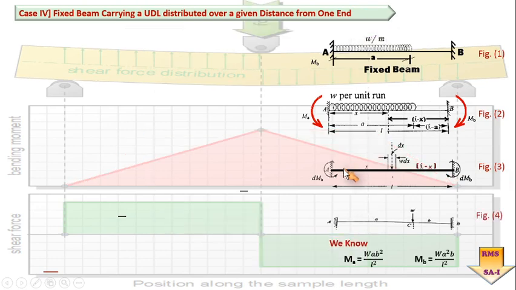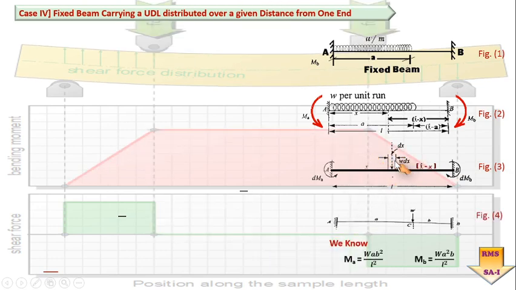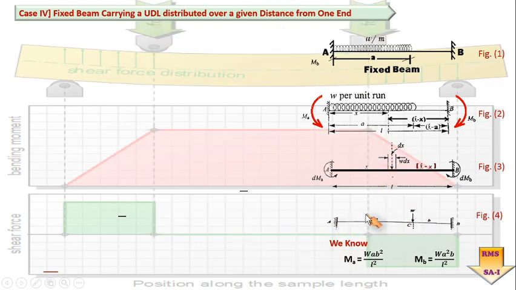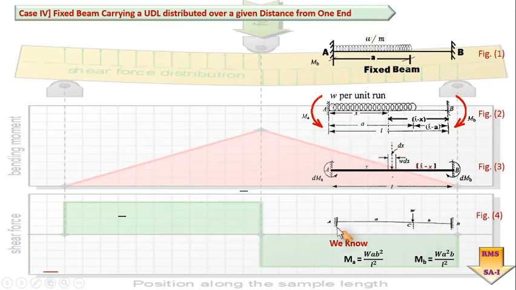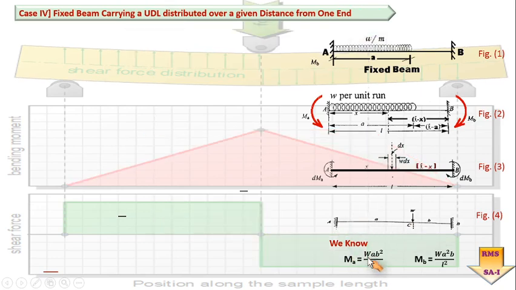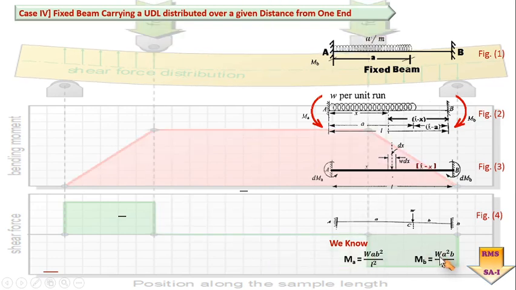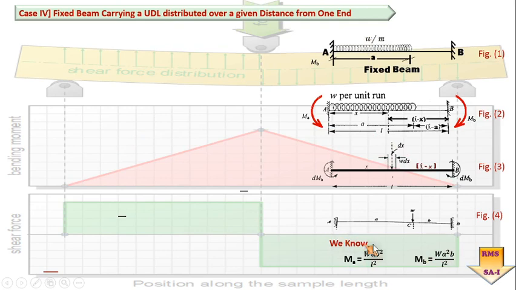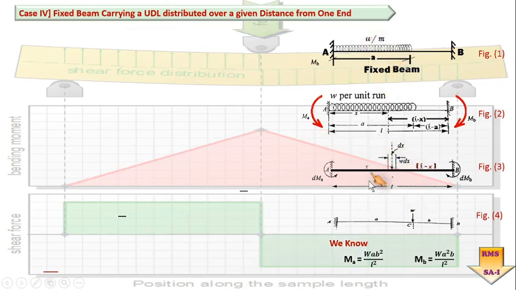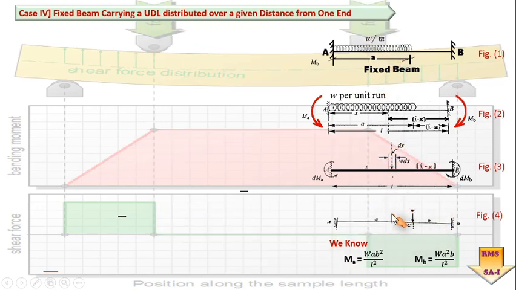Now moving ahead, this particular case is to be treated as a basic standard case which we have already studied in the earlier lectures, in which there was a point load acting at a distance of a from point A. So its fixed moment MA was equal to W a b square by L square, and MB was equal to W a square b by L square. So we are going to simplify this particular example by means of a very basic case.